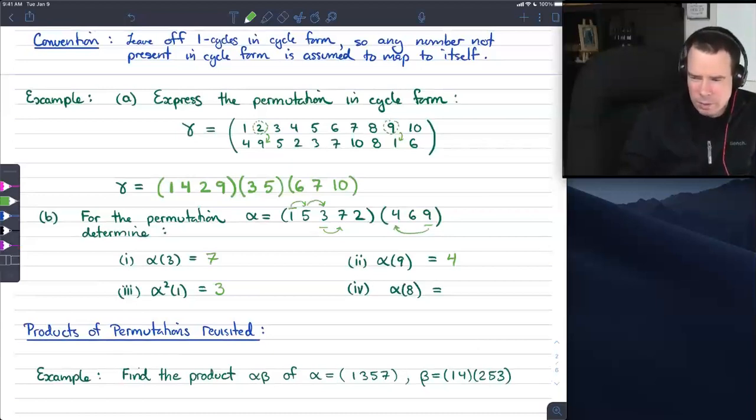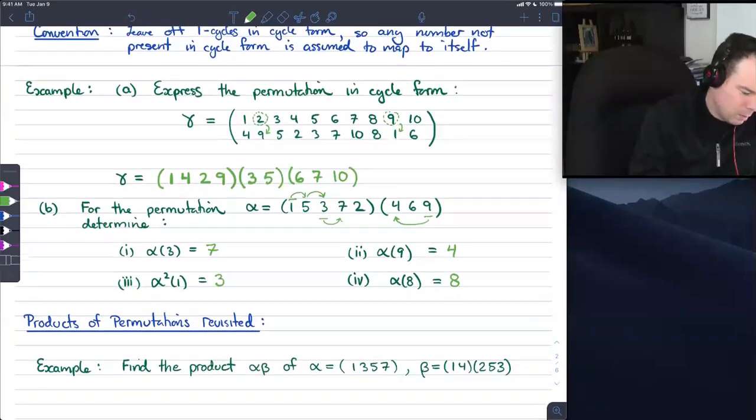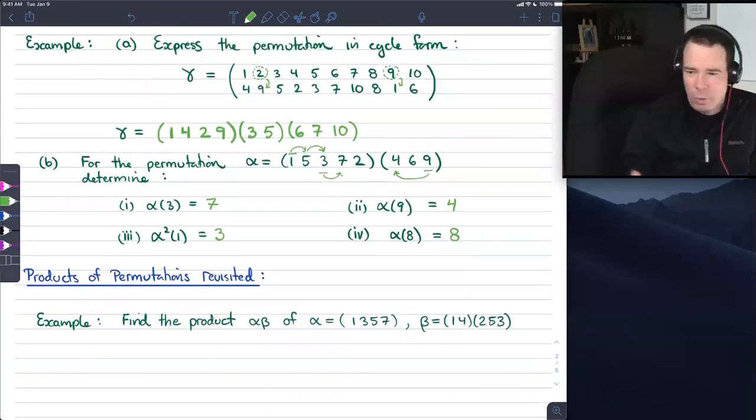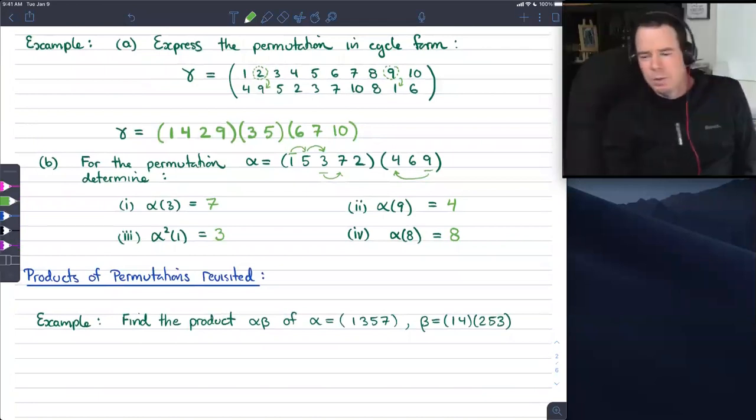And what is alpha to the 8? Well, 8 is missing, so the assumption is that if 8 is missing, it's part of a 1 cycle, so it means it would have gotten mapped to itself. So from the cycle form, we can get things such as the values that come out for inputs, and even powers of values that come out for various inputs. The powers just means we hop along that many times. So very nice notation for finding powers and values.